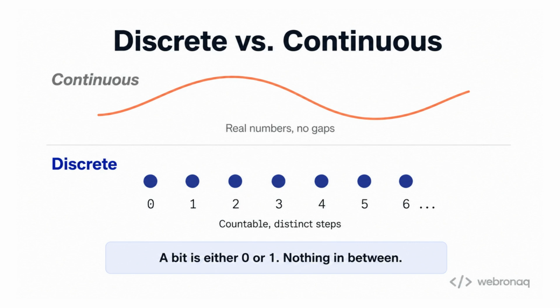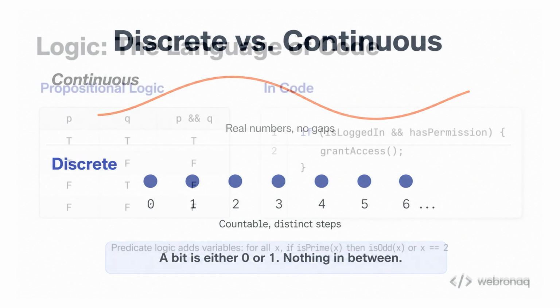Now think about a computer. At its foundation, everything is a bit. A bit is either 0 or 1. There is no 0.5, no in-between state. That means computers are naturally discrete machines, and discrete math is the branch of mathematics designed to reason about exactly these kinds of countable, distinct structures. That is why the two are such a natural fit. Next, let us look at the first and most fundamental branch, logic.